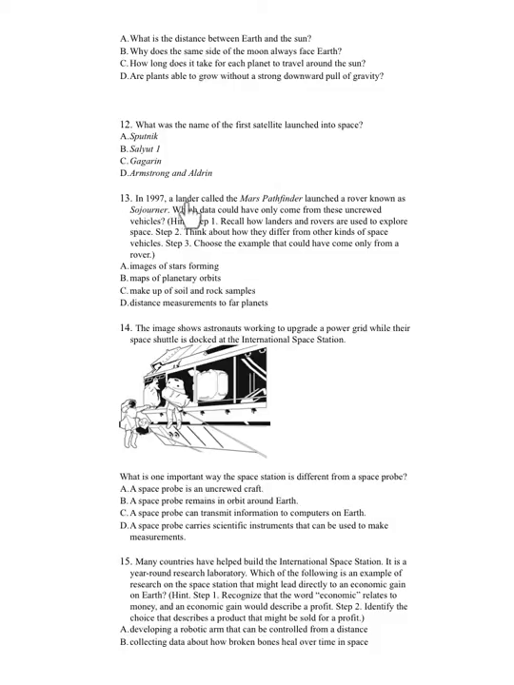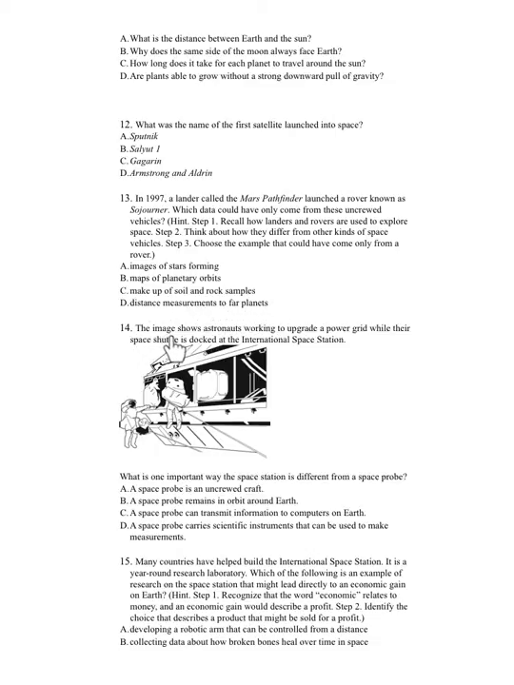Number 13. In 1997, a lander called the Mars Pathfinder launched a rover known as Sojourner. Which data could have only come from these uncrewed space vehicles? Hint. Step 1. Recall how landers and rovers are used to explore space. Step 2, think about how they differ from other kinds of space vehicles. Step 3, choose the example that could have come only from a rover. A. Images of stars forming. B. Maps of planetary orbits. C. Makeup of soil and rock samples. D. Distance measurements to far planets.